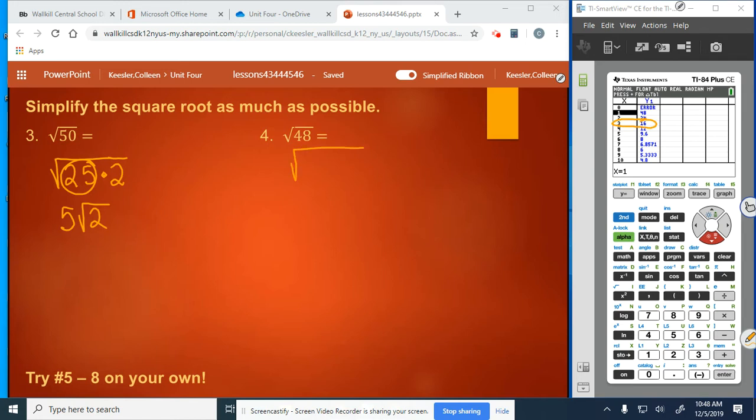So we're going to use 3 and 16. So we do square root of 16 times 3. 16 is my perfect square. I take its square root, I get 4. Square root, radical 3. So that is our final answer. You're going to try 5 and 8 on your own. These are simpler ones, and then we'll start some more challenging ones.